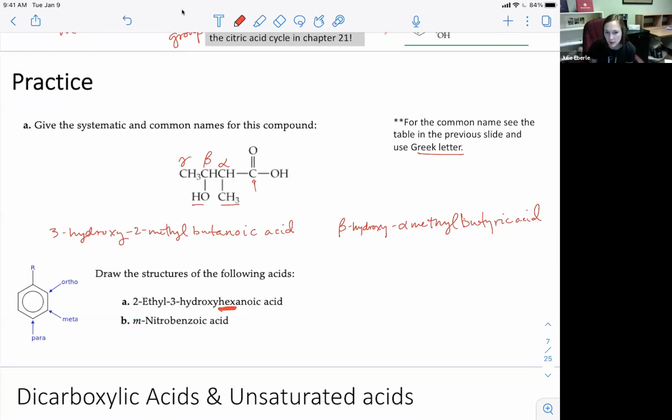It's a carboxylic acid, so my COOH group is on the very end. I don't care what end you put it on. You can put it at the right or the left. I always like to draw mine like this, with the carboxyl group on the right side, but it's okay if you put it on the left too. So I'm going to draw that here. And I've got 6 carbons. This one is the first one. So carbon, carbon, 3, 4, 5, 6.